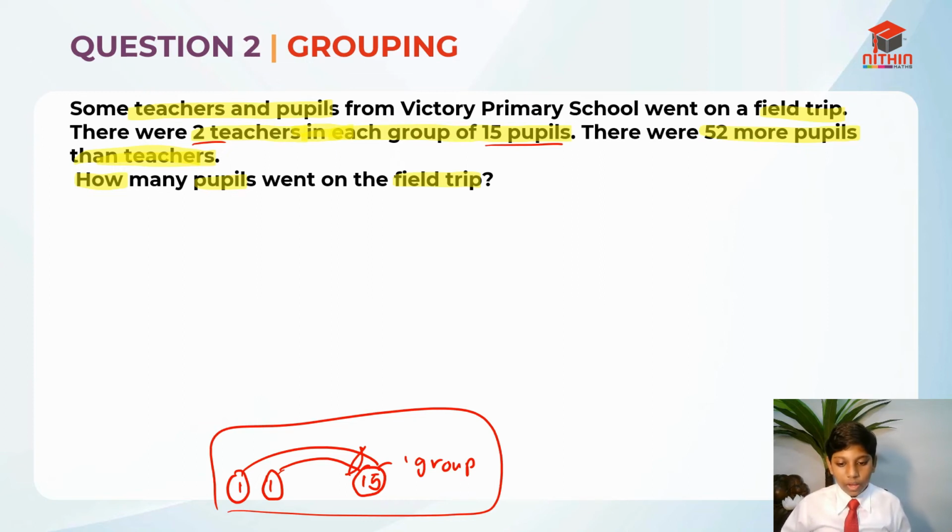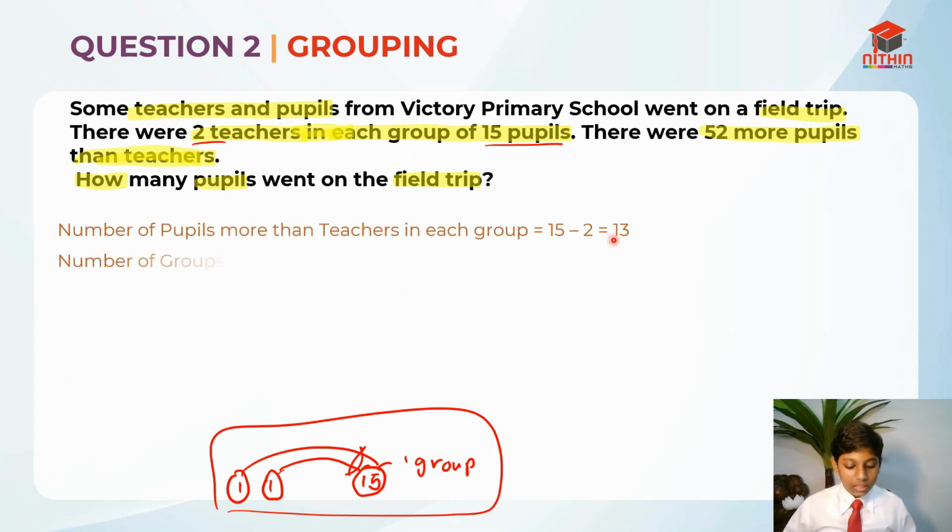So in order to find how many more pupils than teachers there are in a group, we take 15 minus 2, right? Which will give us 13. So after that, we can find the number of groups. 52 divided by 13. So this is one group, and we can find how many of these groups there are. So this is basically the number of groups.